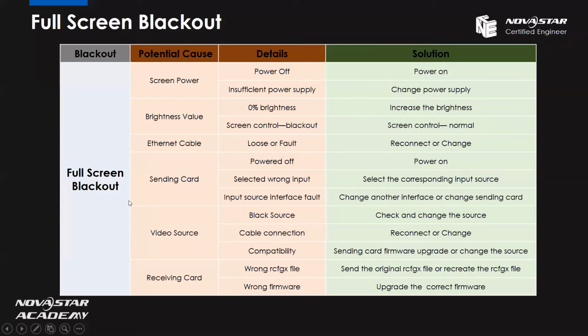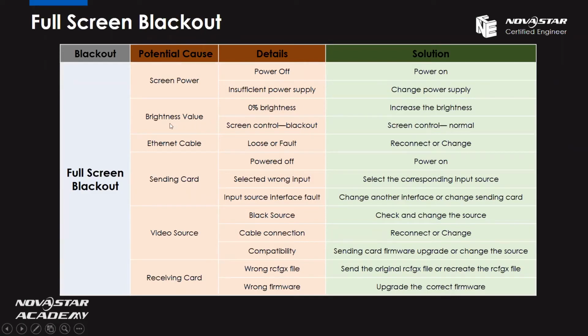Okay, so for the full screen blackout issue, we can check 6 causes: the screen power, brightness value, Ethernet cable, sending card, video source, and the receiving card. Okay, let's check it out one by one. For the screen power, the simplest but the most overlooked problem is the power. So make sure your screen is powered on. And sometimes if we have an insufficient power supply, in this case, we need to change the power supply.